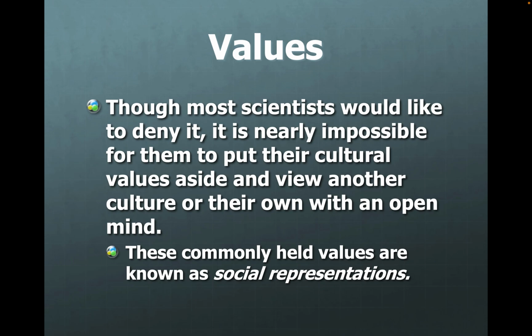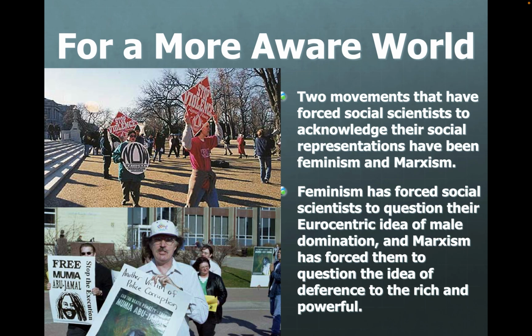But I also lived in Mississippi, just north of the tribal lands of the Choctaw that didn't leave when they tried to kick them out. They hid in the swamps. Anyway, social representations. Two movements that have forced social scientists to acknowledge their social representations have been feminism and Marxism. Feminism has forced social scientists to question their Eurocentric idea of male dominance, and Marxism has forced them to question the idea of deference to the rich and the powerful.